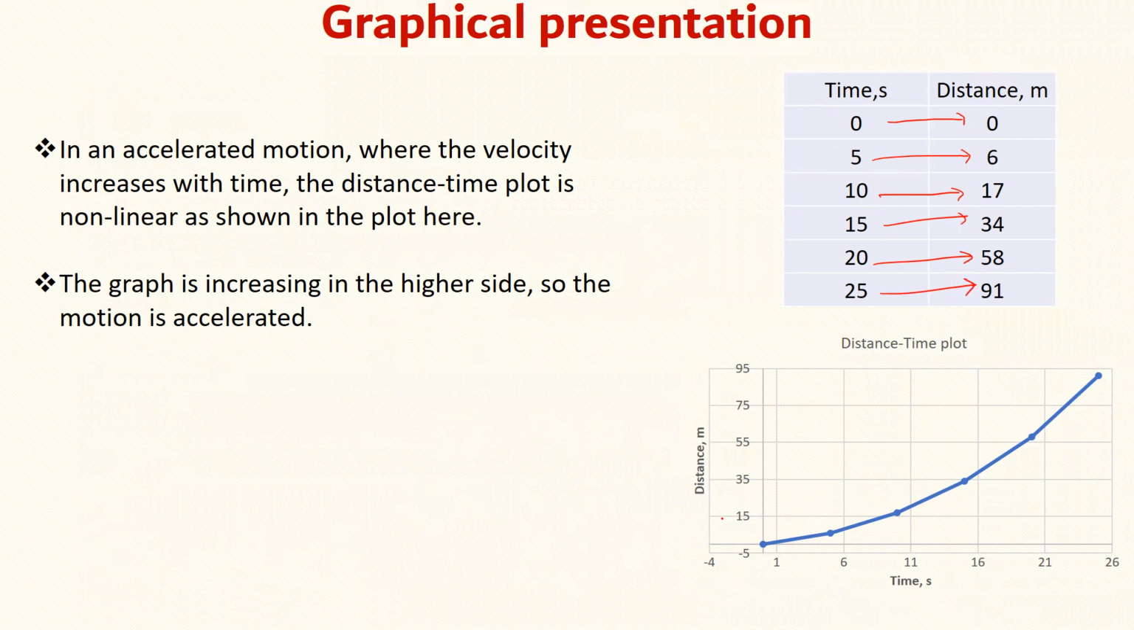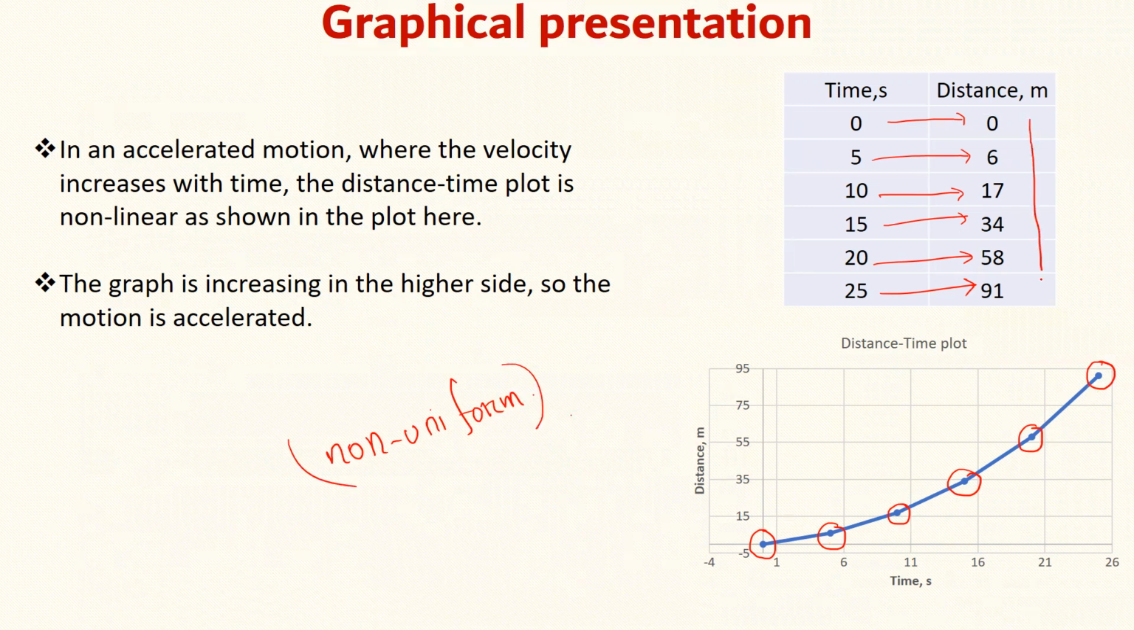All these points have been plotted, as you can see. This is not a straight line. If you put all these points on a graph, you will see that it is a curved line. It is not a straight line. Therefore this is a non-uniform motion, and the velocity is increasing.